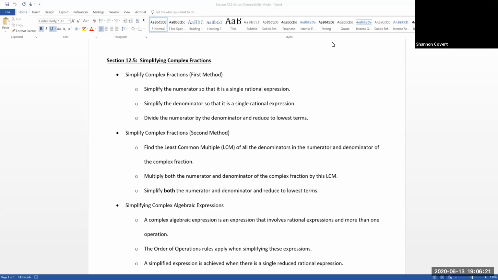When you see a complex fraction, it's fractions in fractions. So lots of fractions, and they're a little bit intimidating. We'll do some examples in just a little bit. The first method for simplifying complex fractions is to simplify the numerator so that it's a single rational expression, and simplify the denominator so that it's a single rational expression, and then divide the numerator by the denominator and reduce to lowest terms.